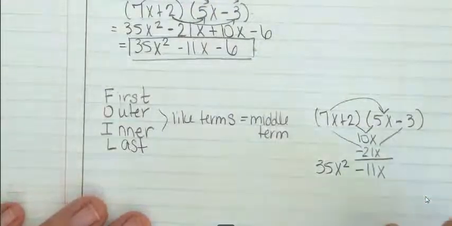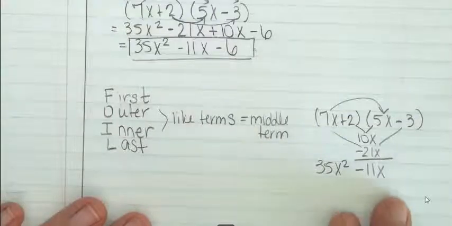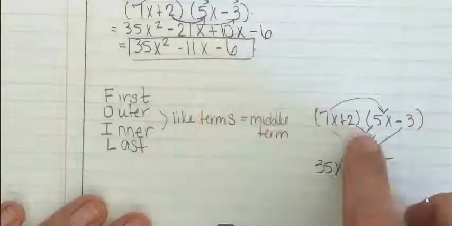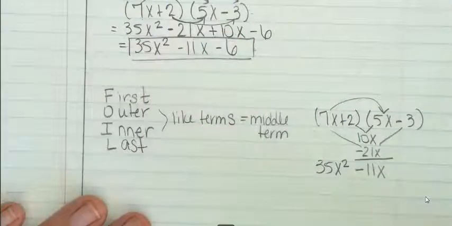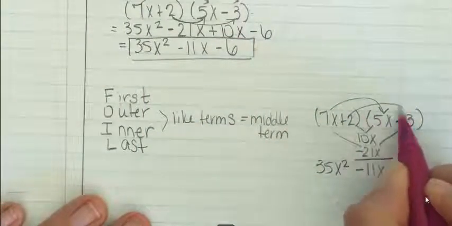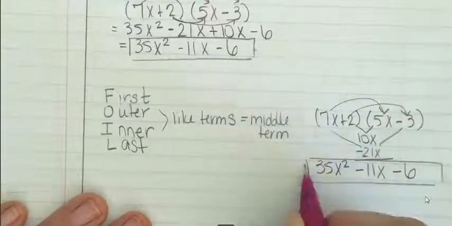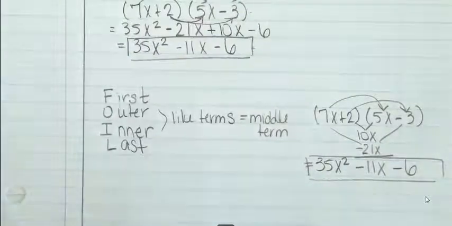I haven't actually skipped any steps so far, right? I have the exact same stuff here that I had right here. It's just written in a little different format. Okay, and then my last two terms give me that negative 6. Voila, I'm done. I got the exact same answer, basically the exact same way. But here's what's going to happen.